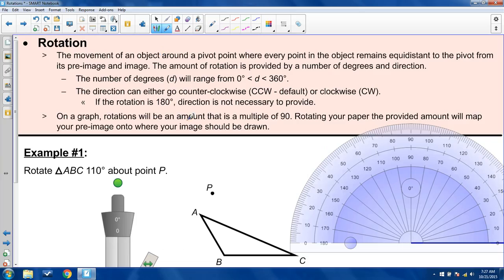Okay, this one's specifically on rotations, though, so let's take a look at the definition, talk about it, do some examples. Rotation is the movement of an object around a pivot point where every point in the object remains equidistant to the pivot point from its preimage and image. So let's talk about that definition for a second.